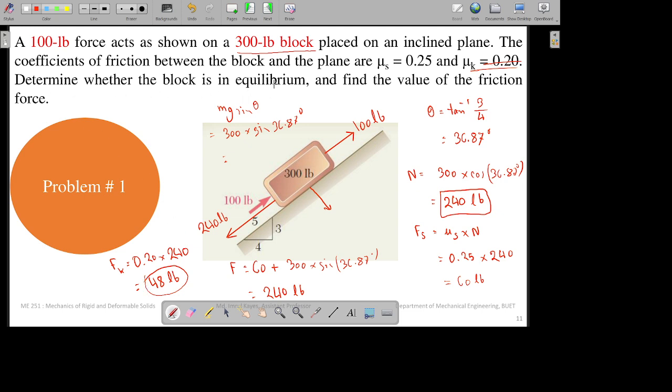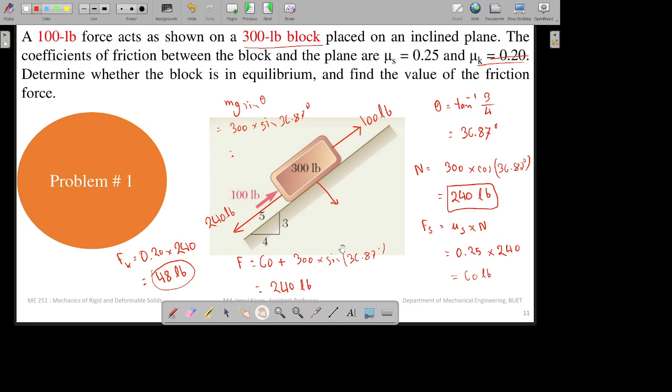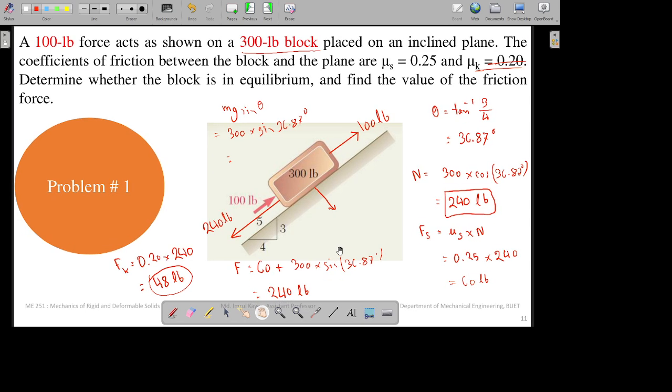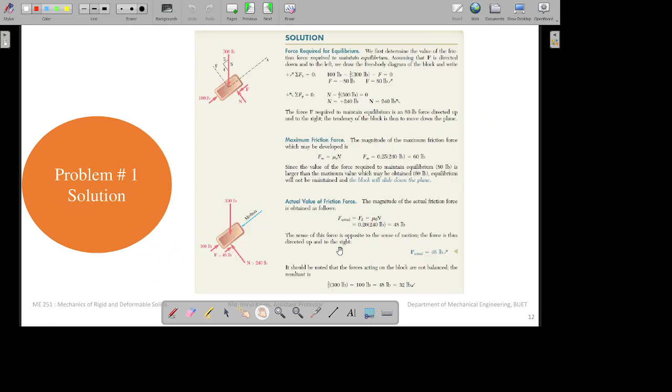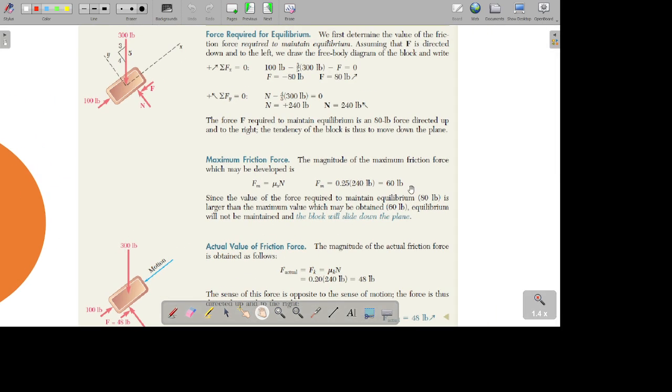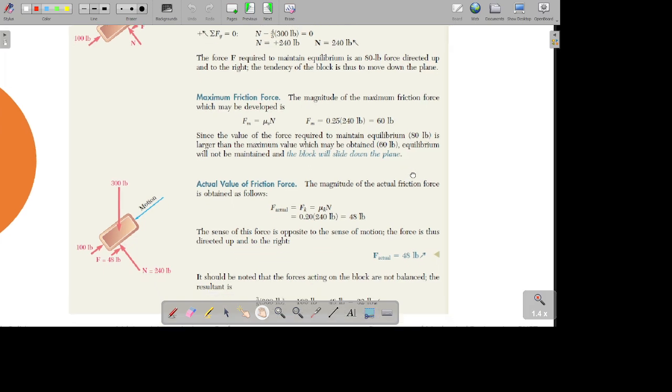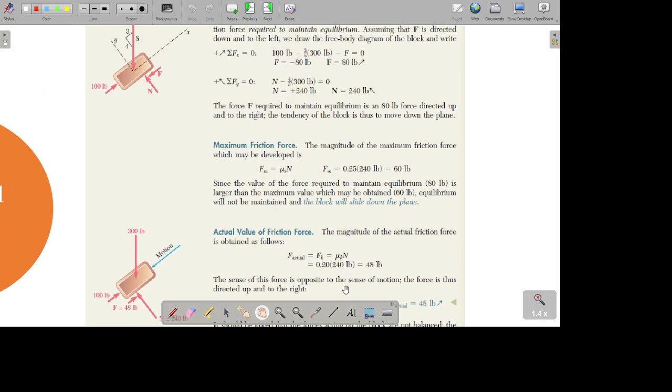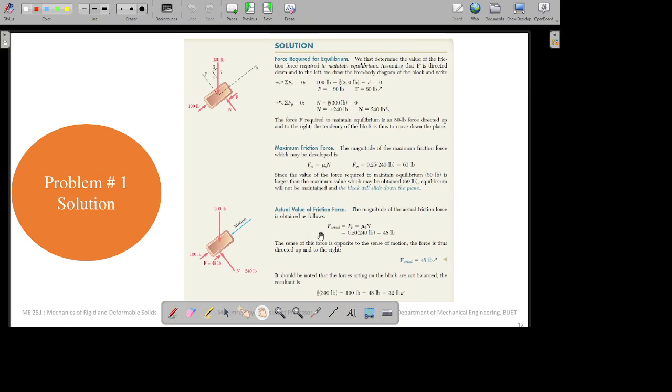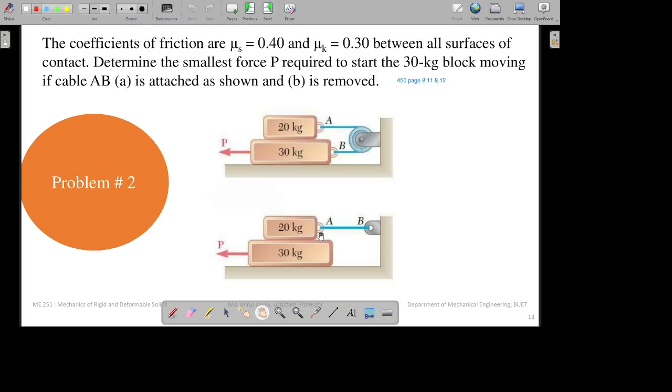No, the block is not in equilibrium. The block will move in the downward direction. So we have finished our first question. So let's move to the next one. You can see over here the solution is given, but you can have a look just for reference. I'm zooming it out. So now move to our next problem over here.